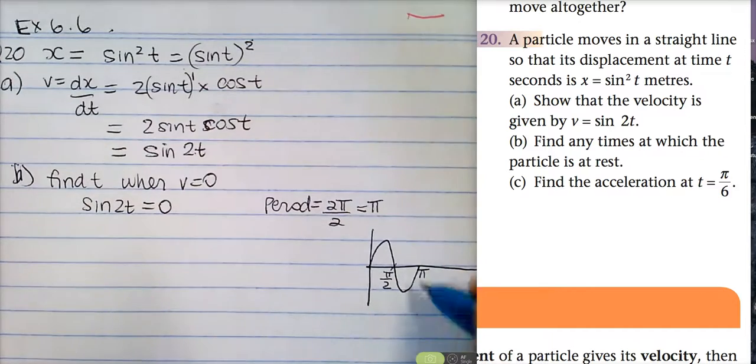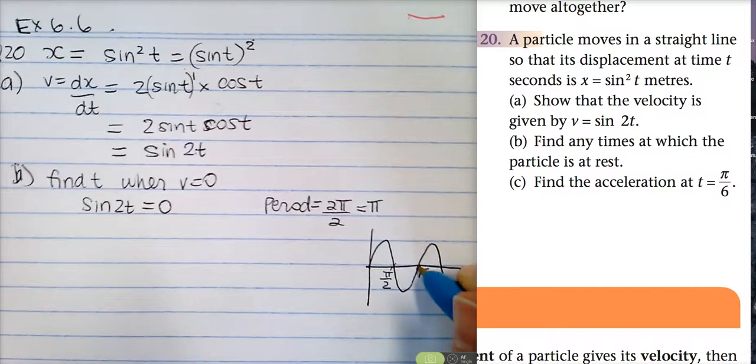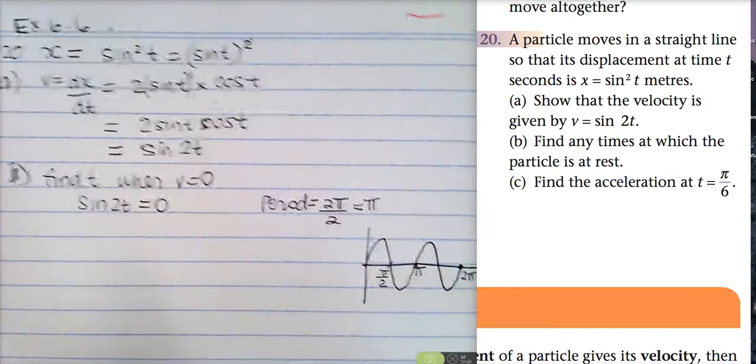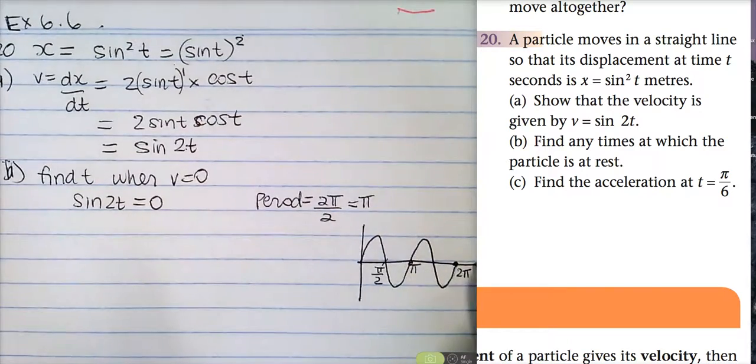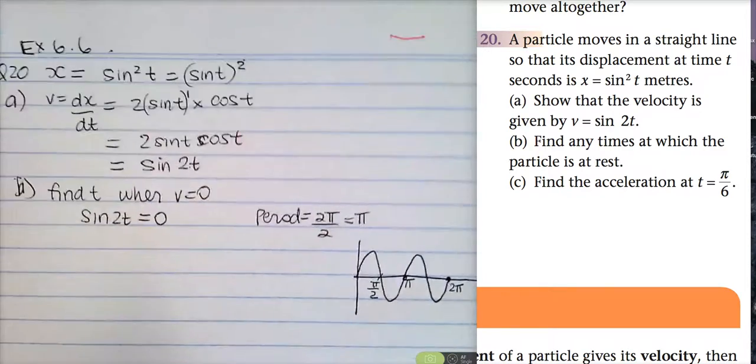So it says find any times. So I think, girls, they're looking for find any time, so that's pi, and this one here is 2 pi. Are we okay with that? Yeah. Oh, which axis is which, by the way, girls? So I just need to move.